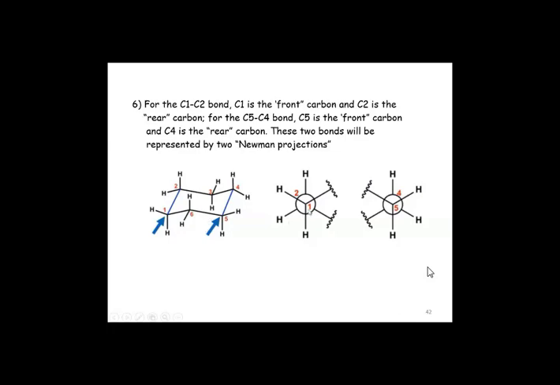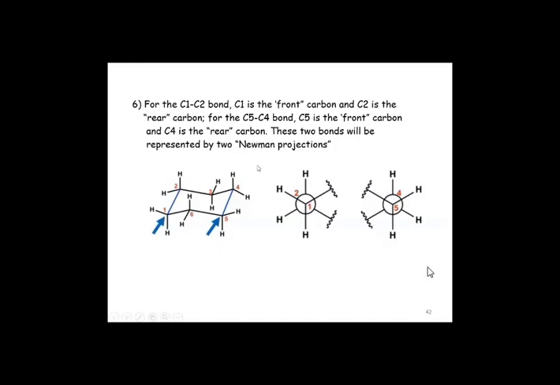There are 2 ends. The carbon lying at the front here is carbon number 1, shown with this. And the carbon at the rear is carbon at position number 2. It is shown using a circle. Here the carbon at the front is carbon number 5, shown like this, whereas the carbon at the 4th position lies at the rear side. Hence it is shown using a circle.